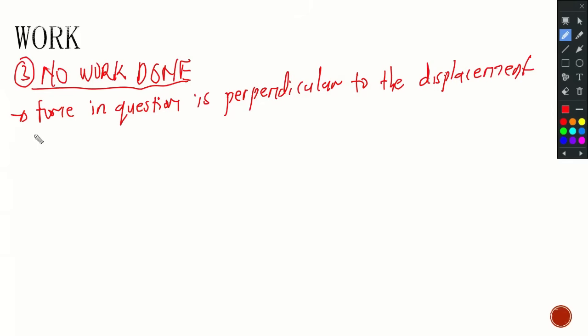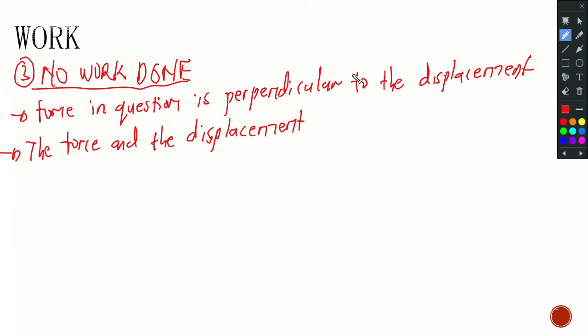So which means the force and the displacement form an angle of 90 degrees, right? So the force in question is perpendicular to the displacement. The force and the displacement will form an angle of 90 degrees, right?